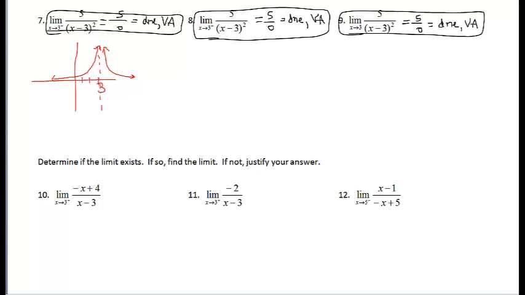Let's compare the directions in problems 10, 11, 12, etc. with the previous directions. Notice that it starts out the same. Determine if the limit exists. If so, find the limit. If not, justify your answer. Notice the absence of "also sketch a graph of the function."